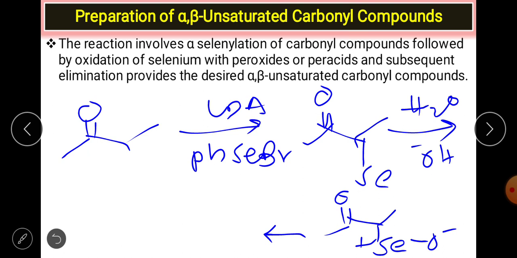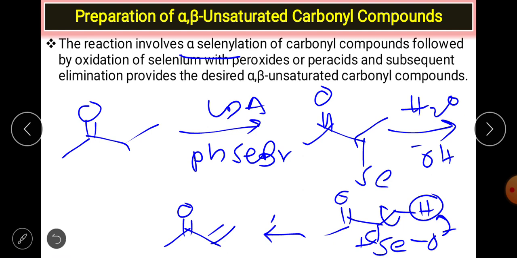And then it undergoes elimination. In that, selenium oxide elimination is an example of pyrolytic elimination. So finally this hydrogen and this will move here, and you can convert it to this one. So this is the whole mechanism, particularly for making alpha beta unsaturated carbonyl compounds. First step is alpha selenation, like this one. Then the second step is oxidation of selenium by using an oxidizing agent, that is peroxides or peracid. And the third one is an elimination, that is an example of pyrolytic elimination.